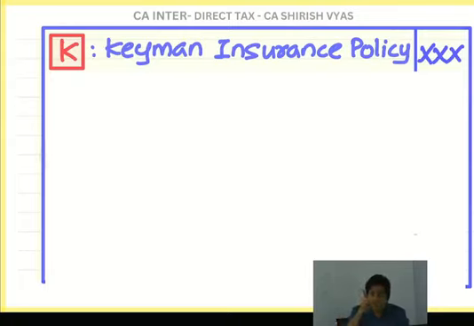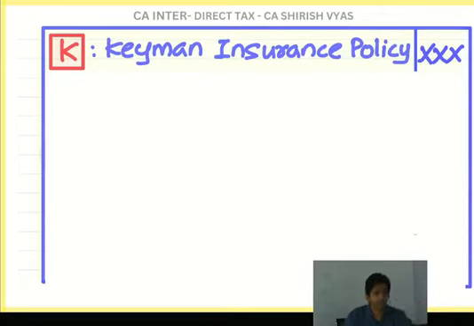This is a business insurance. You know what is keyman? Keyman is the most important person of the organization. And if some person is very important for the business, the business is always afraid: what if that important person dies? He will die, his family will cry, that is not the worry. What will happen to the business? So we are worried about business, and for that we take Keyman insurance.